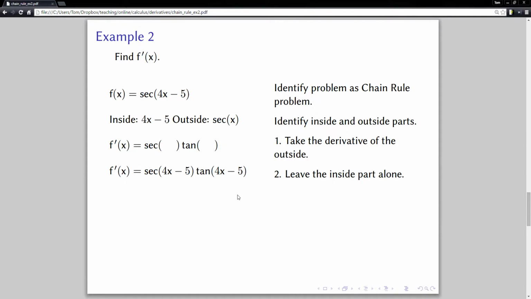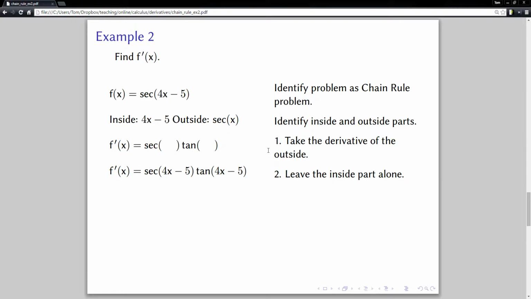This a lot of times looks strange to people, and I think the reason is because a lot of the times the derivatives will only have one spot to put the x. In the case of the secant, there are 2, right? There's a spot here, secant x, and a spot here where the tangent x is. So you would have 2 spots where you have 4x minus 5.